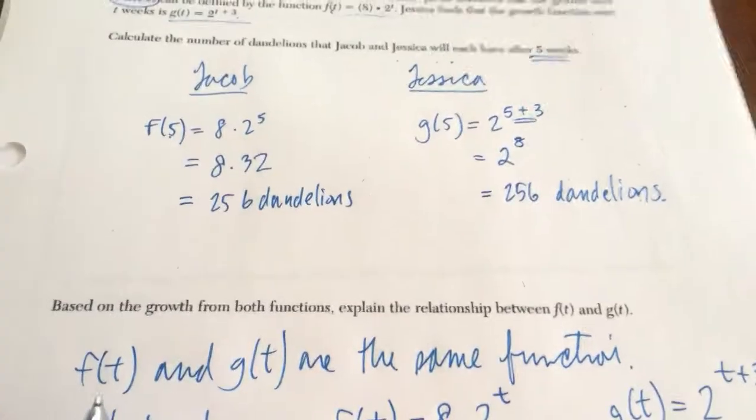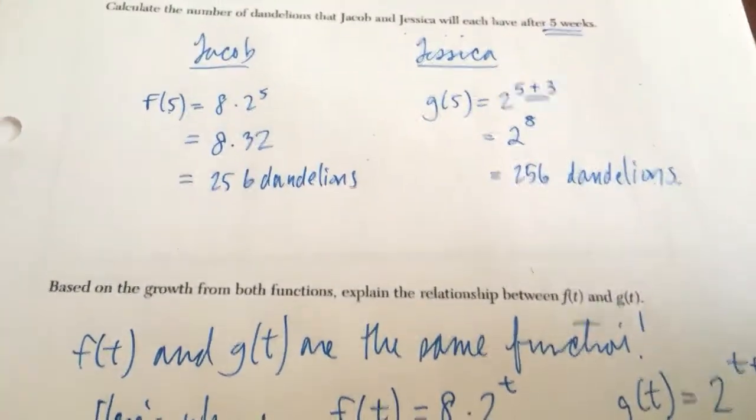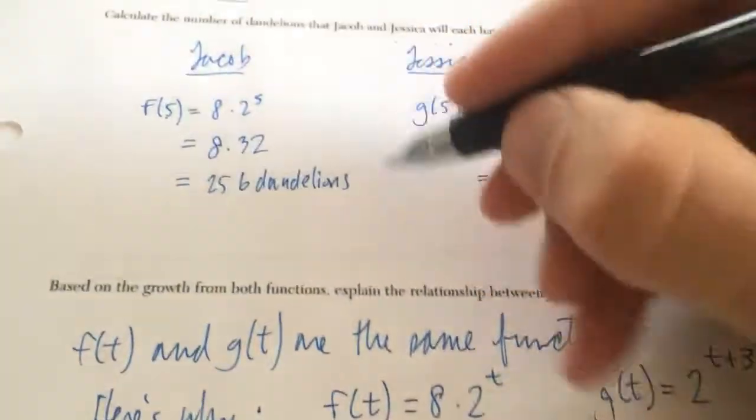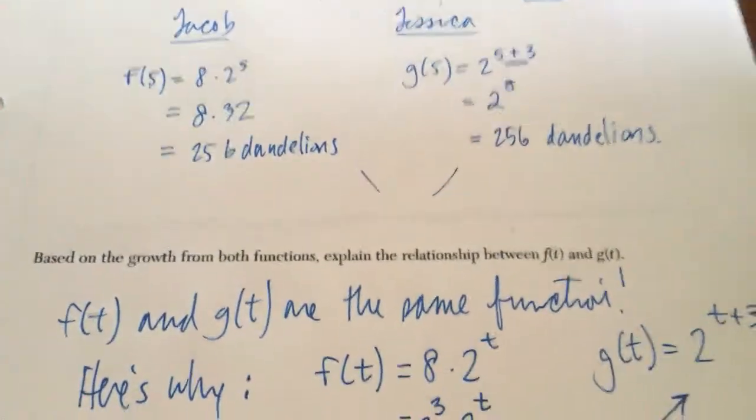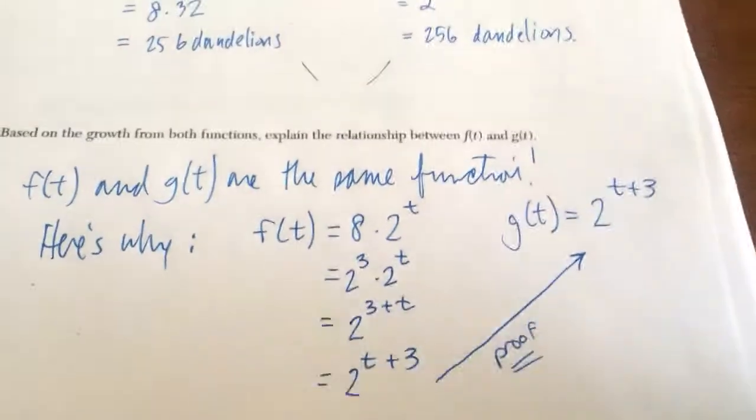It says, based on the growth function from both functions, explain the relationship. Well, f of t and g of t are the same function. You could basically mention they're the same function because they're both the same amount of dandelions, but if you wanted to go one step further, here's why they are.